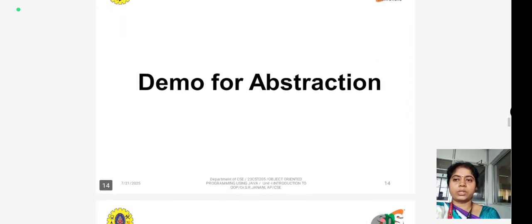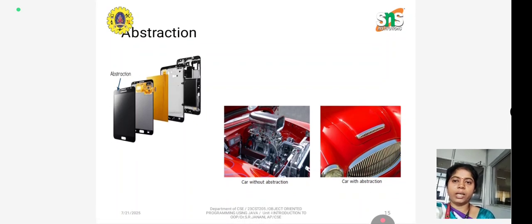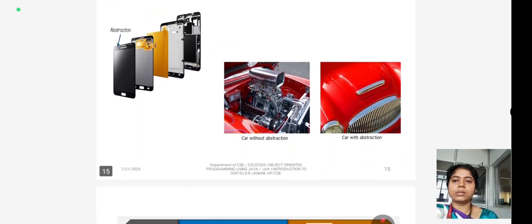And for abstraction, we have two examples. One is a mobile, another one is a car. In the front end of the mobile we can touch it, but you don't know what is happening inside the mobile. And for a car, you have the engine and all, but it is not known to the user, it is covered. In the same way these two are similar, and it is the concept of abstraction. If you think about these two things, they look similar.